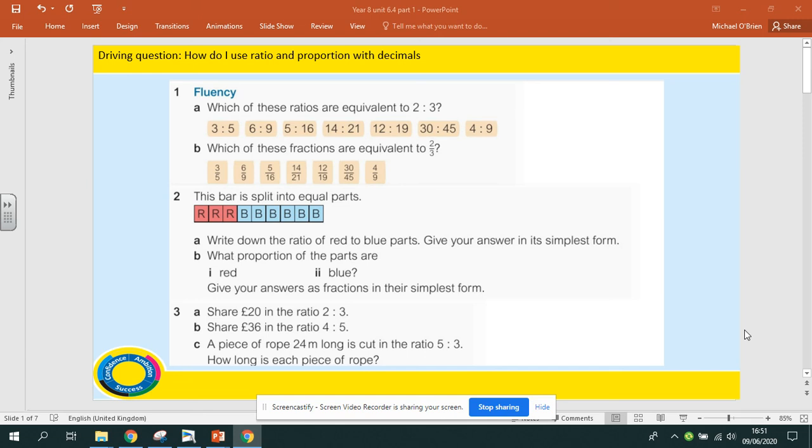Hello, welcome to our lesson on the driving question, how do I use ratio and proportion with decimals? This is part 1, part 2 will be coming up over the next few days.